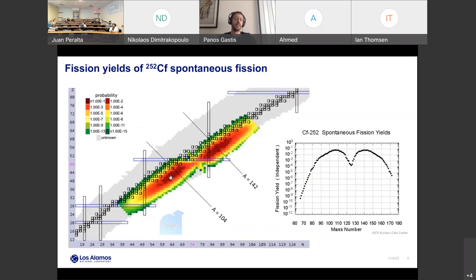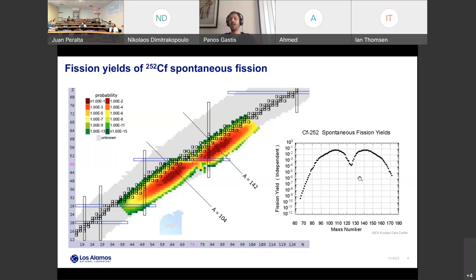Here you see an example of the distribution of fission products from the californium-252 spontaneous fission. You can see them on the chart of nuclides. The vertical axis is proton number, the horizontal axis is neutron number, and the black boxes show where the stable nuclei are. And as you can see, there are hundreds of different nuclides that are produced by the fission process, and the vast majority of them are neutron-rich unstable nuclei that eventually decay back to stability. Here you see the two main groups, one for the light fragments, one for the heavy fragments.